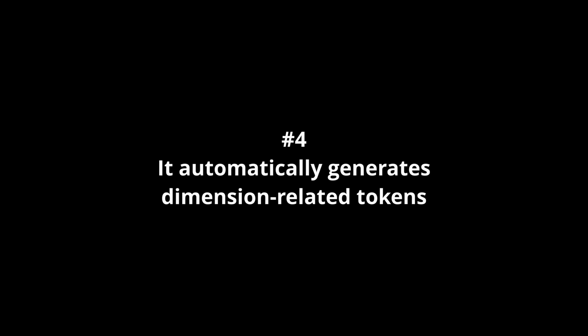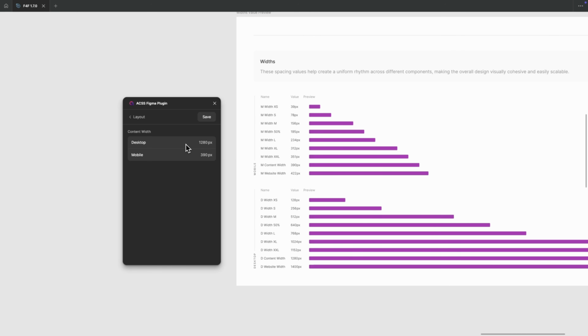Number 4, it automatically generates dimension related tokens. When you set the content width for either the desktop or mobile device, you will be automatically equipped with the other width related Figma variables. They follow t-shirt sizes naming convention from width extra small to width extra large. This way, whenever you change the content width, your other width related variables get updated automatically.